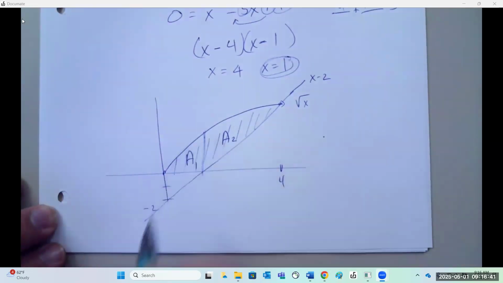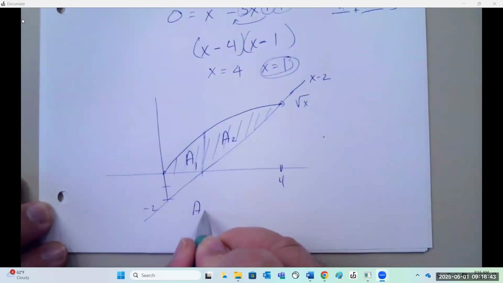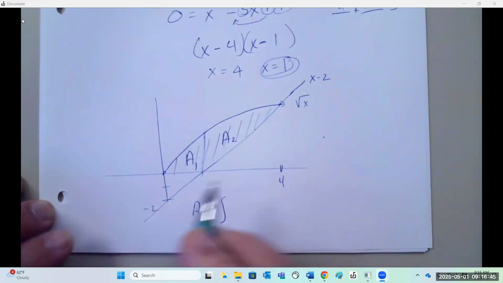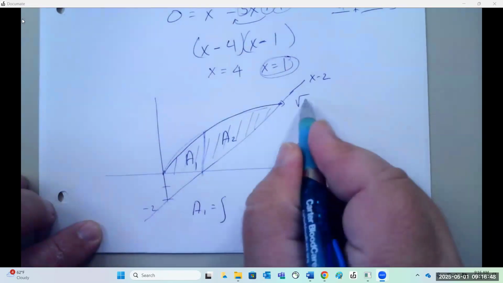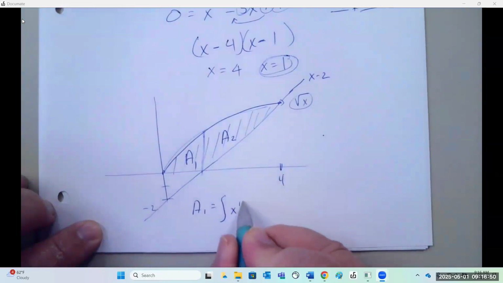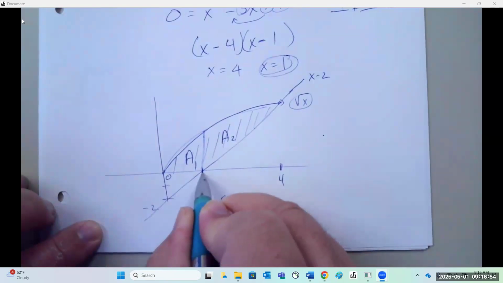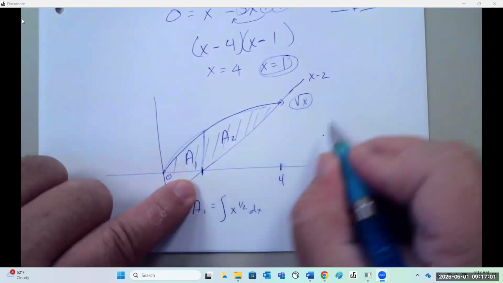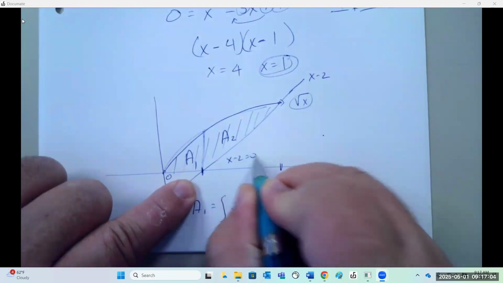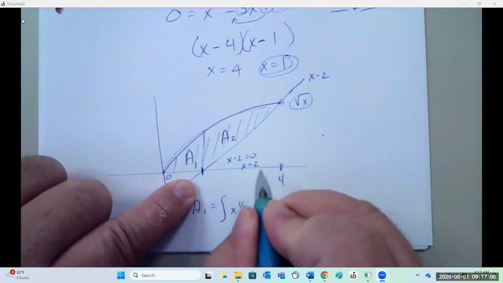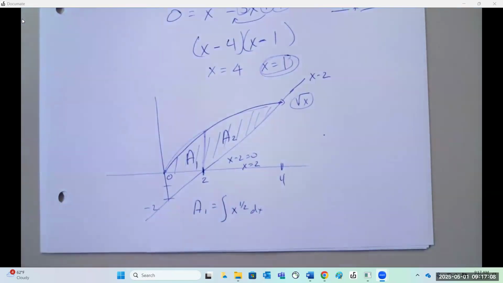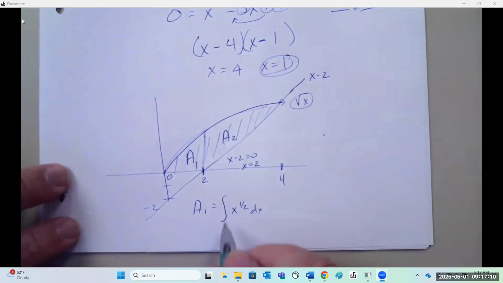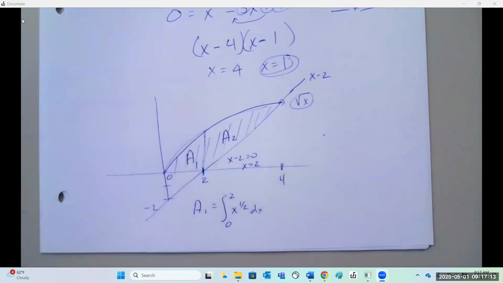So how do you find this first area? Area 1 is the integral. What's that function? X to the power 1/2. It's from 0. What is that intersection there? If we set x minus 2 equals 0, that's at 2. So we're going from 0 to 2 for this first area.